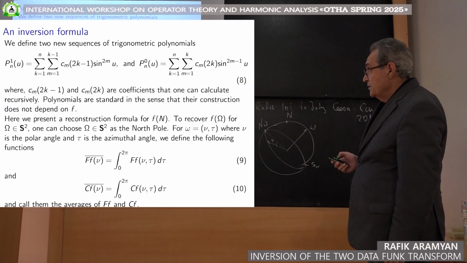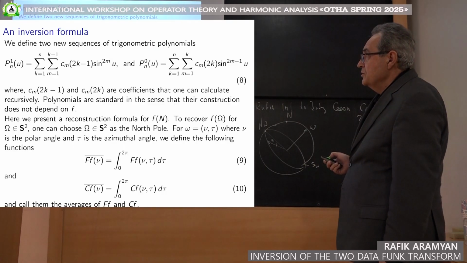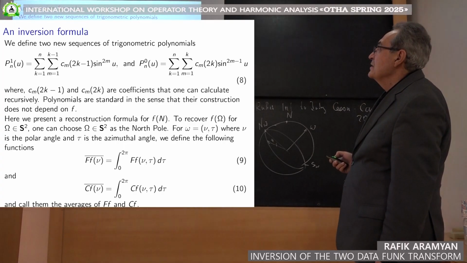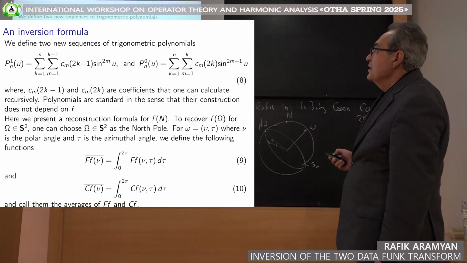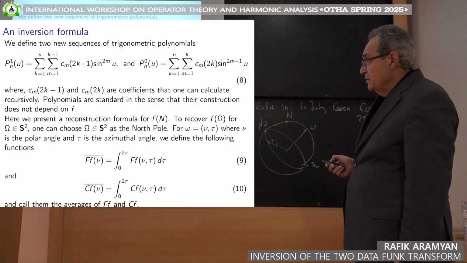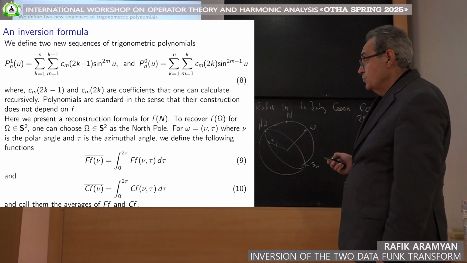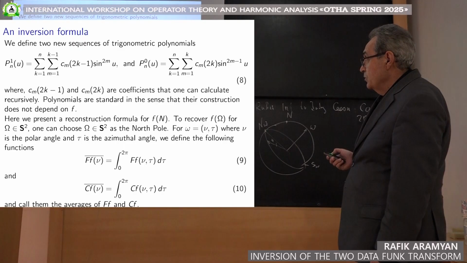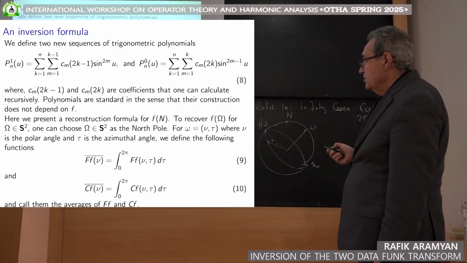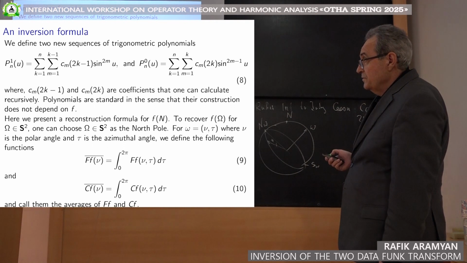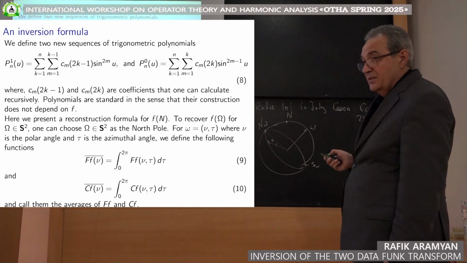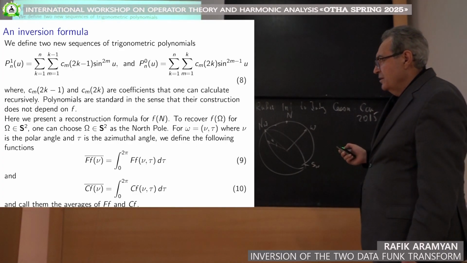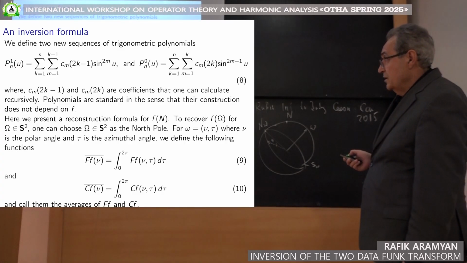Now let me present the inversion formula. First of all, we define two sequences of trigonometric polynomials. I denote them by Pn bar and Pn 0. We have some coefficients here, and also a recurrent formula to calculate all these coefficients recursively. So we have these two sequences of trigonometric polynomials. By the way, we call them standard polynomials because their construction does not depend on f. So they are universal.